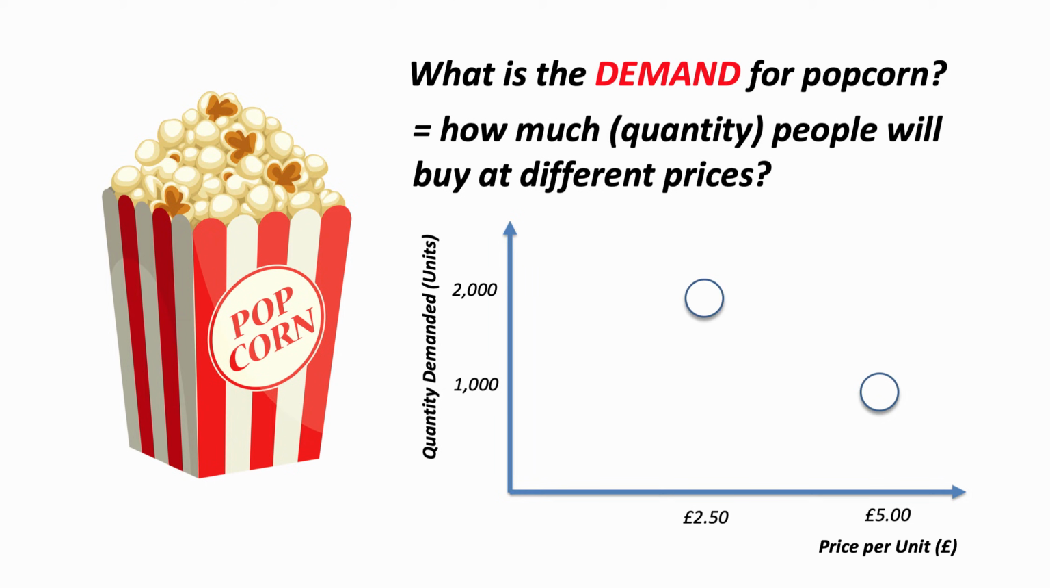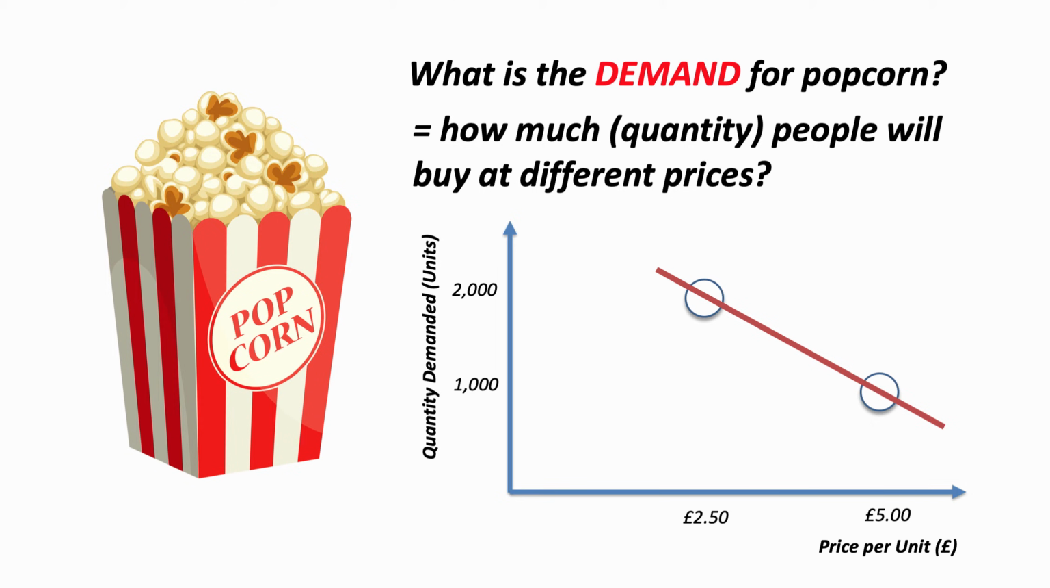What might happen if we cut the price to, say, £2.50 per box? We might expect that quantity demanded goes up. Let's assume that we could sell twice as many. Well, what this does is give us what's known as a demand curve. A demand curve, in this case a line that shows the different quantities that will be demanded by consumers that they will be willing and able to buy at different price points.